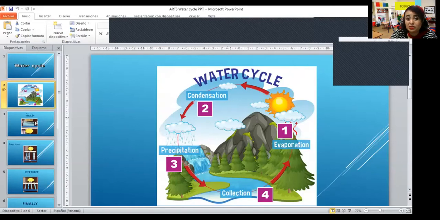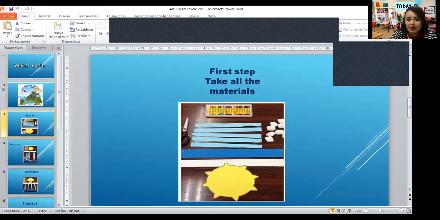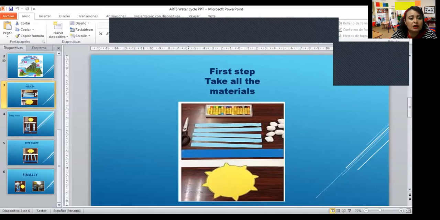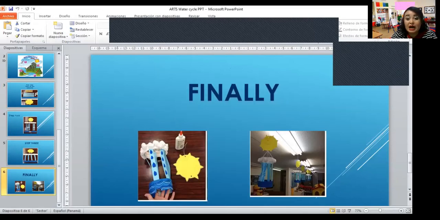Remember, this picture over here is the water cycle. Look what I told you, the sun hits the water, it evaporates, okay? This is the water cycle. But the materials you were supposed to bring are here. So you need all the materials. You need, oh, you also need glue that I didn't tell you, and cotton balls, right? Cotton balls.